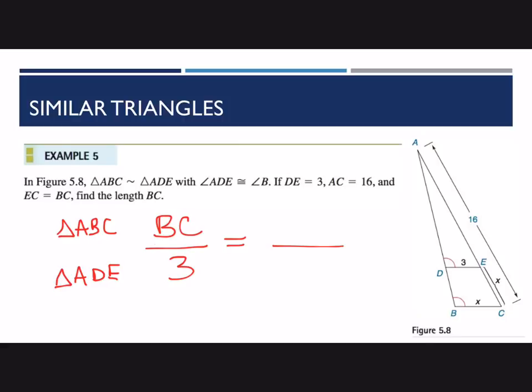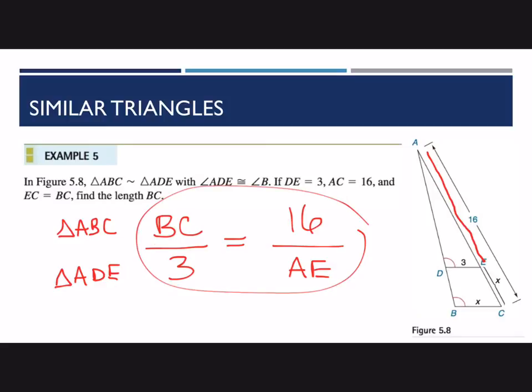So I need another side from triangle ABC, and I don't have this side, so I'm going to use the other one that I do have, which is the 16. And then which side on ADE does that correspond to? Well, the 16 would correspond to this one here. And we don't know the length of that, so we need to label that. So I'll call that AE for now.